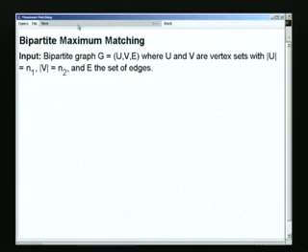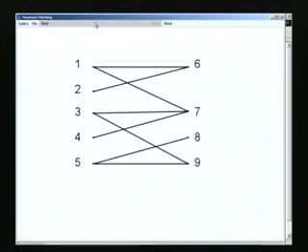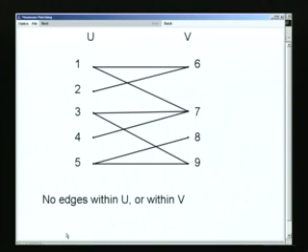Let me remind you what a bipartite graph is. A bipartite graph is simply a graph in which the vertex set is in two parts, U and V, and the edges only go between U and V. Here, for example, is a bipartite graph. So, this set of vertices forms U, this set of vertices forms V, and as you can see, the edges only go from some vertex in U to some vertex in V. Specifically, there are no edges which connect a vertex in U to another vertex in U, or a vertex in V to another vertex in V.